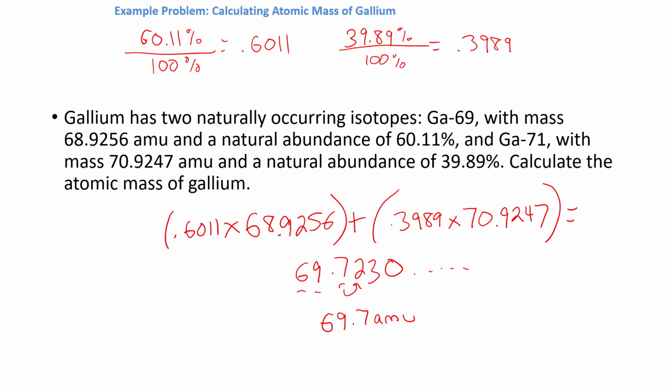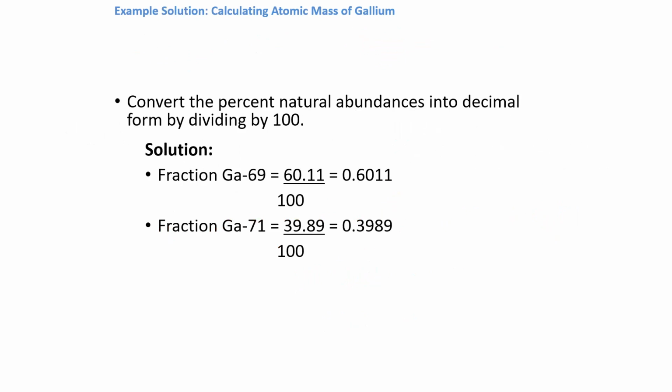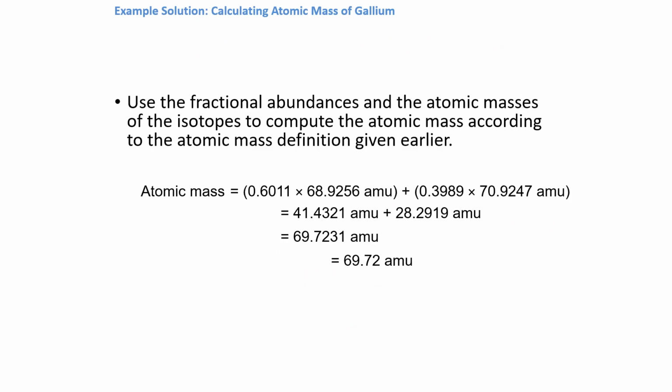Now if we look up gallium on the periodic table of elements, you can see the average atomic mass of 69.7, and that's what we calculated. And here the solution has been solved out for you.